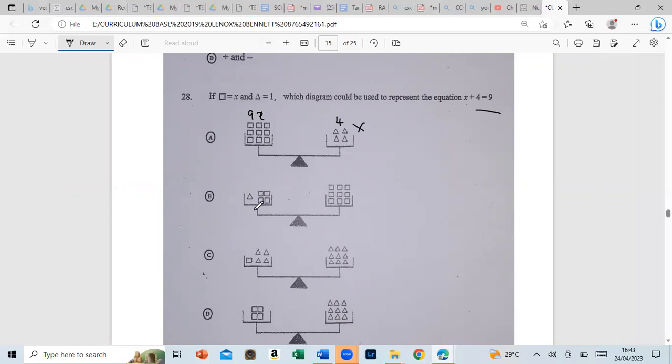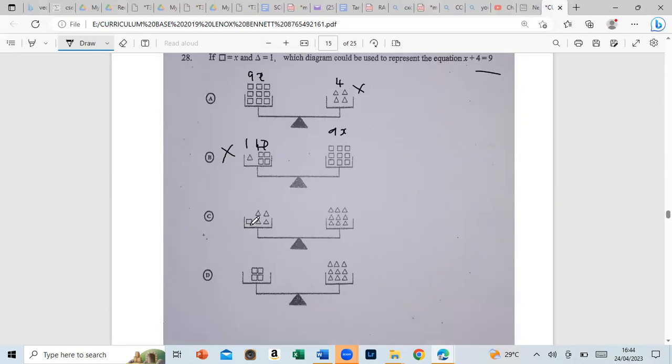All right, so let's move on to this one now. We have the triangle of 1 and the box of X, so that's 4X. On the box of X, so that equals 9X. That's incorrect also. So we can eliminate two of them. So we have C. Let's see what C says. So it says the box of X. So we have 4.